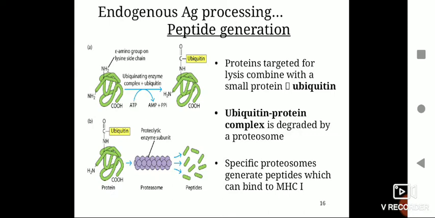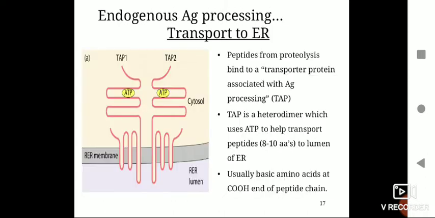The first step is peptide generation. For peptide generation, the protein has to be first targeted by combining with another small protein called ubiquitin. This ubiquitin protein complex is degraded by another protein called proteasome, which will break the entire protein, or the endogenous antigen, into smaller peptides. And these peptides can now go and bind with MHC class 1 molecule, right?